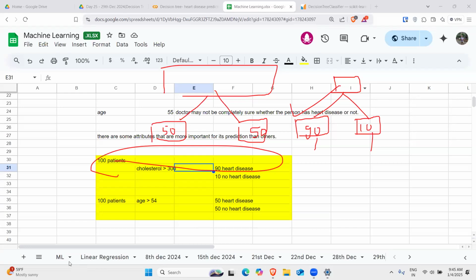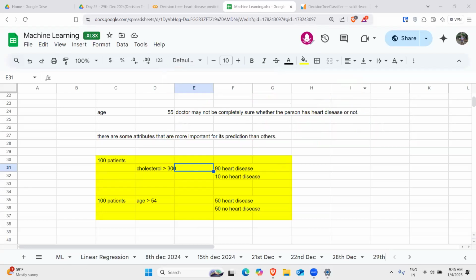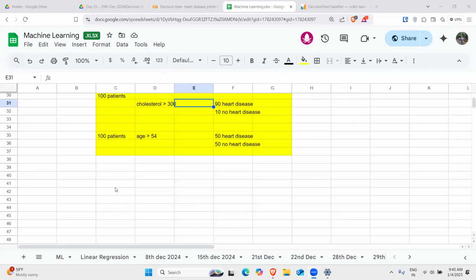So I can clearly see that one of the classes, disease, is significantly dominant over the other after splitting on the basis of cholesterol greater than 300. And this dominance is helping the doctor to make more confident predictions, unlike age, which gives a 50-50 split of both classes, leaving us in a dilemma again.